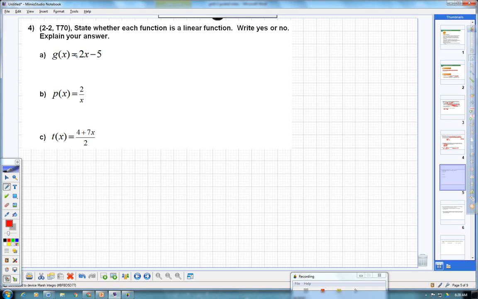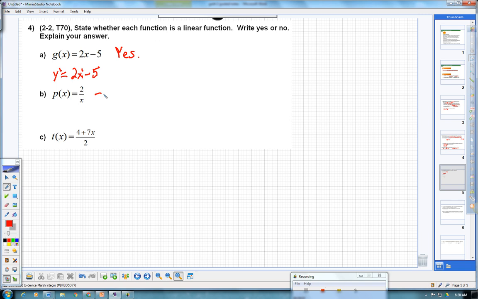So what do I see here? Well, I see g of x equals 2x minus 5. I know that can be written as y equals 2x minus 5. If I write that as y equals 2x minus 5, I see that both variables are raised to the first power, and I see that the variables are not being divided. I know that yes, this is linear. So yes, and why is that? Because both variables are raised to the first power, and I can see that the variables do not appear in the denominator.